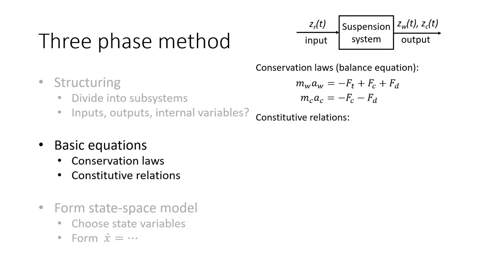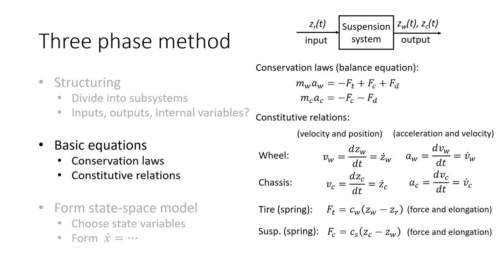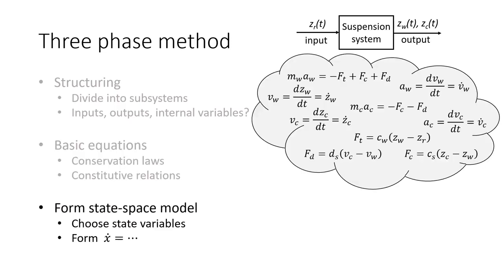We know that the acceleration is the time derivative of the velocity, and the velocity is in turn the time derivative of the position, and this is valid for both the wheel and the chassis. The tire force, as the tire is represented by a spring, is given by Hooke's law, which states that the force is equal to a constant, the spring coefficient, times the elongation. The spring in the suspension is modeled in the same way. And for the damper, which is a friction element, the force is proportional to the velocity. So now we have a number of equations. And the next phase is to sort the equations and put them into the general state space form.